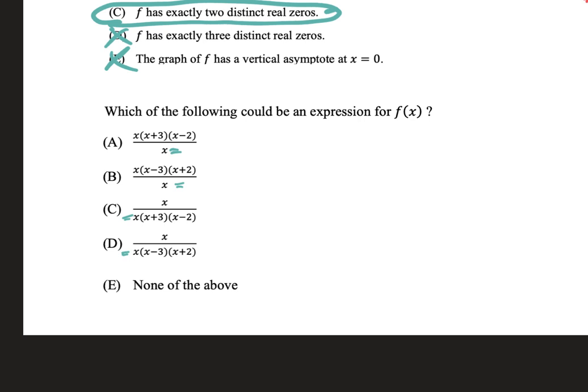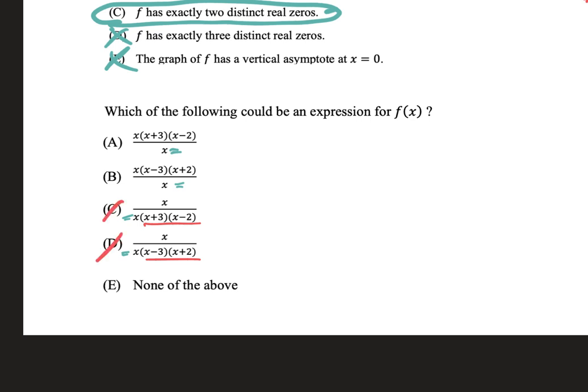But the other 2 that are there, here, I've got an x plus 3 and an x minus 2. What would have to be there if they're in the denominator? Those would have to be vertical asymptotes, right? For C, there'd have to be a vertical asymptote at negative 3 and positive 2. And for D, there'd have to be a vertical asymptote at negative 3 and positive 2. So we can rule those out.